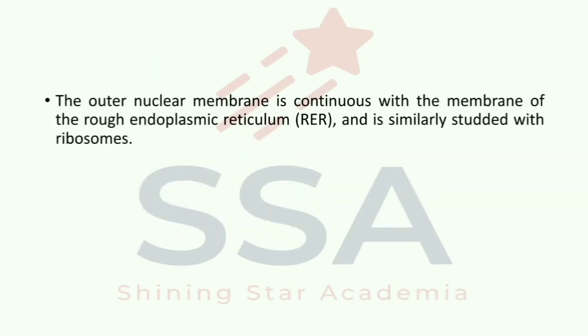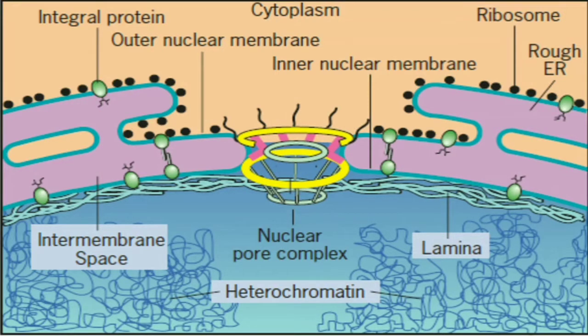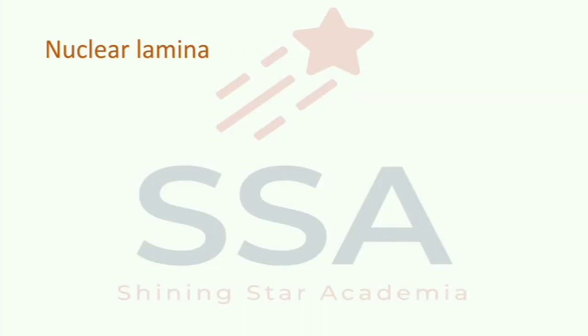The outer nuclear membrane is continuous with the membrane of the rough endoplasmic reticulum and is similarly studded with ribosomes. The space between the membranes is called the perinuclear space and is continuous with the endoplasmic reticulum lumen. In this figure, we can see the perinuclear space in purple color and it is continuous with the endoplasmic reticulum lumen. Beneath the nuclear envelope, the nuclear lamina is present. So let's see what is the nuclear lamina.